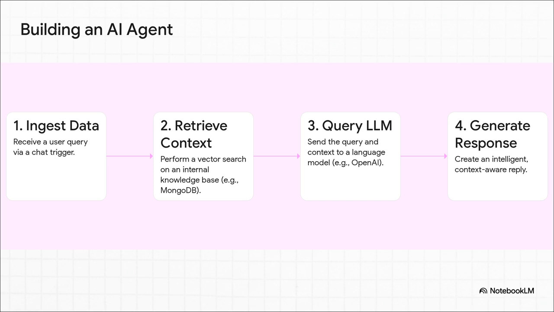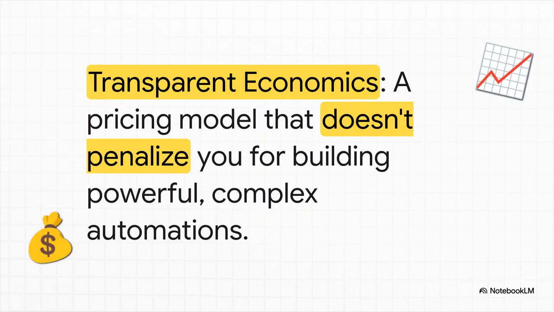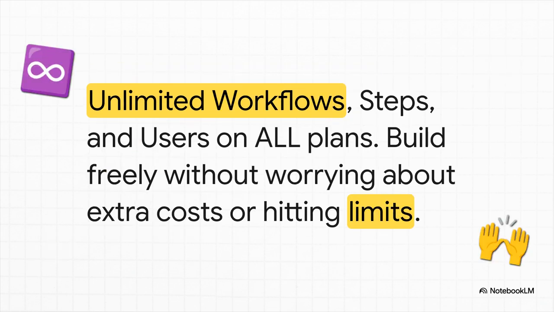it's even possible. And that brings us to the third superpower, a completely different philosophy on pricing. It's a model that doesn't actually punish you for building cool, complex stuff. And this is huge. n8n flipped the script by offering unlimited workflows, unlimited steps, and unlimited users on every single plan. That changes everything. It encourages you to build and experiment without constantly worrying about a meter ticking up with every single action you add.